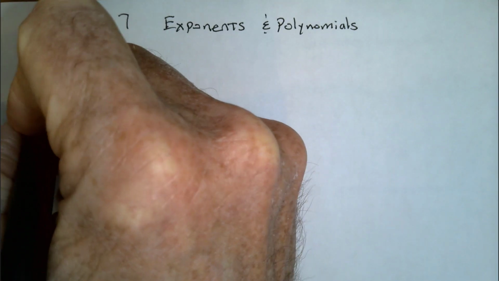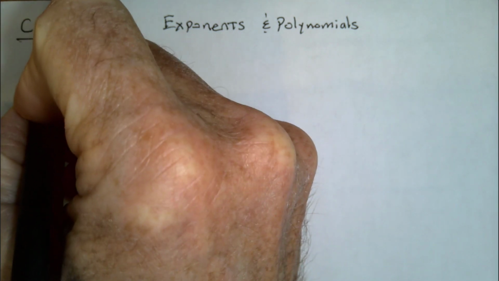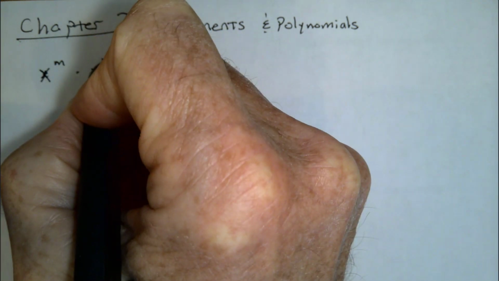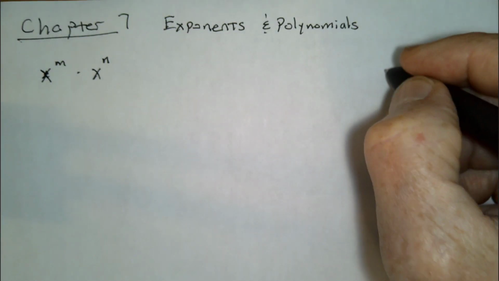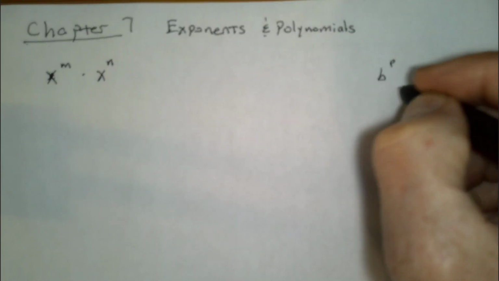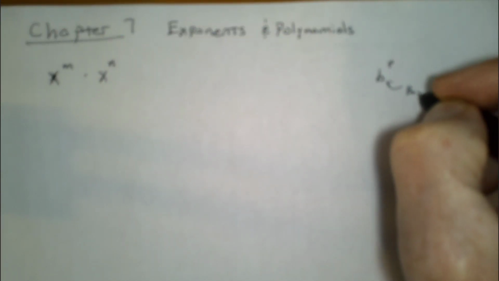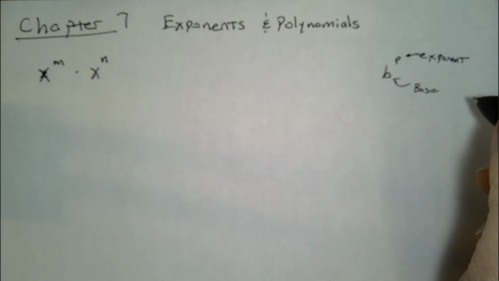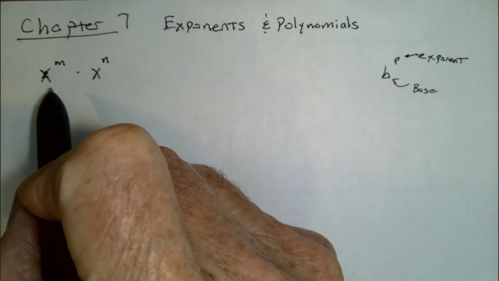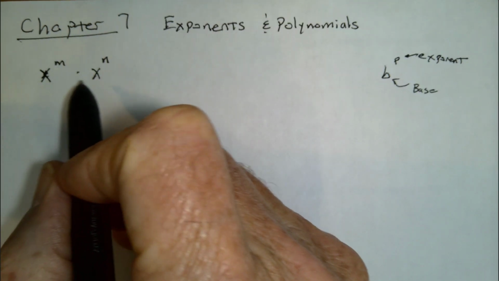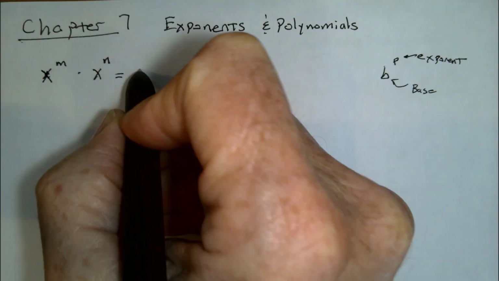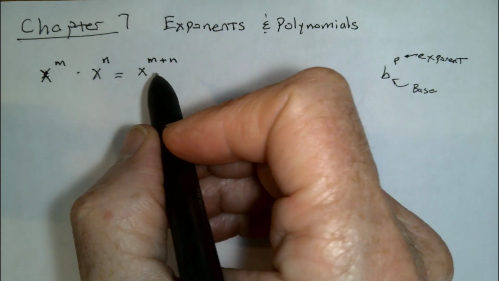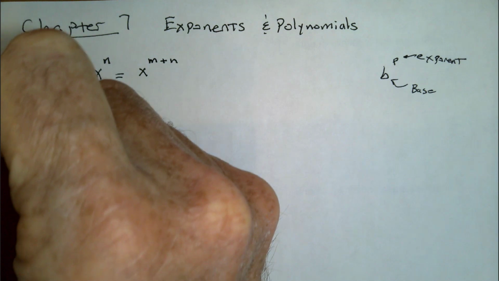There's several of them. One of them says if you have a base times a base, and just a quick reminder, this is called the base, and of course that's called the exponent. For the laws to work, you have to have the same base, x's times x's. And we discovered a shortcut that you can add the exponents to make a simplified answer. So this is our first law.